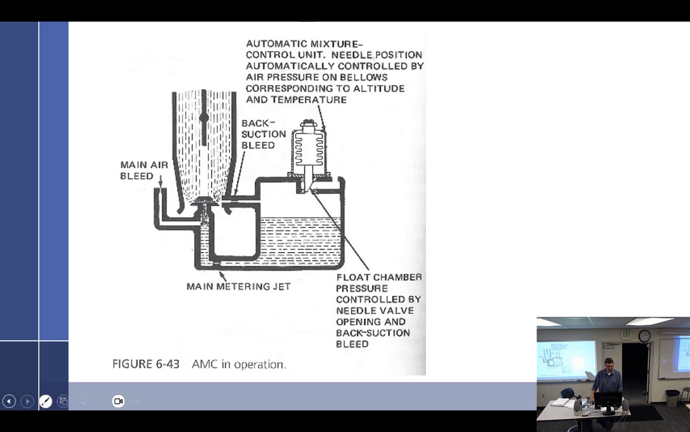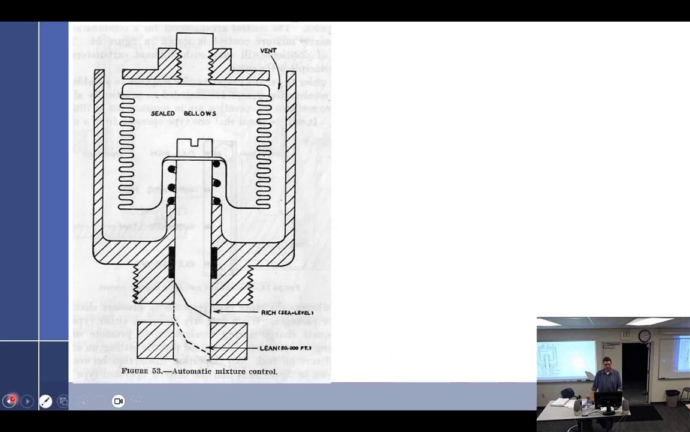All right, automatic mixture control. We are going to see more and more of these involved in things as we go. So you have to get used to this little apparatus and its many, many uses. So this is the easiest place to start. It is a sealed bellows, which means that this part right here can expand and contract.